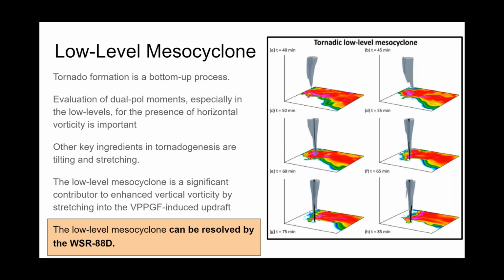And once again, I want to say the low-level mesocyclone can be resolved in most cases. And so we want to focus on what we can see from the radar. We can see size sorting in our dual pole moments. We can see the existence, at least, or intensification of a low-level mesocyclone and how that will affect the vorticity in the short term. So we can see that, and we want to focus on how to see that best.